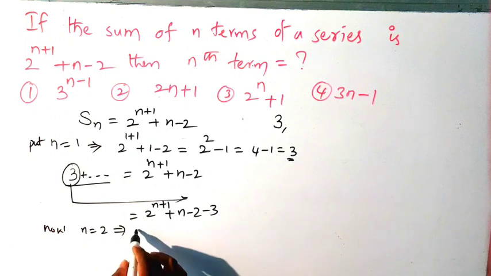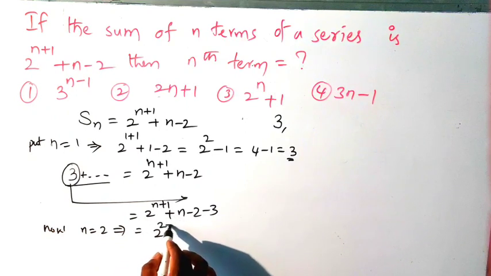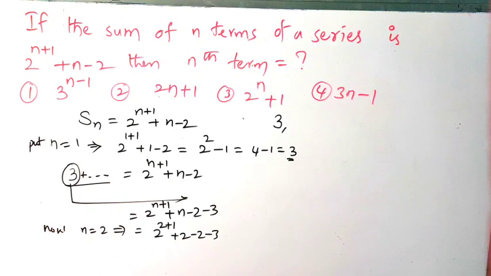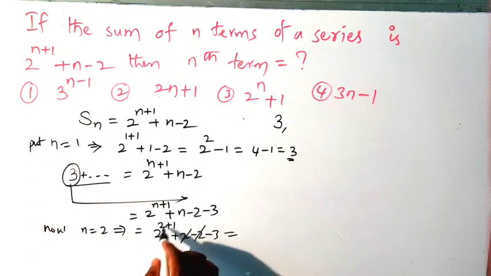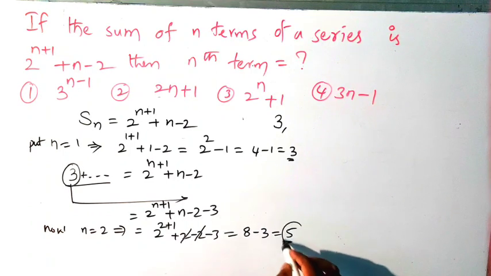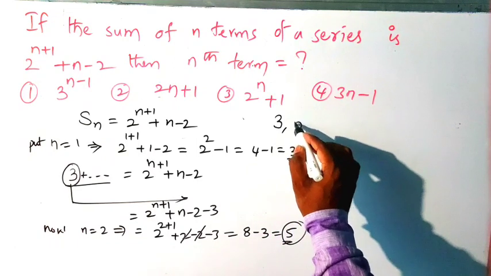So what do we get here? Put n equals to 2: 2 power of 2 plus 1 plus 2 minus 2 minus 3. The plus 2 and minus 2 both cancel. We get 2 cube, that is 8 minus 3, that is 5. Now we have got the second term of that series, 5.